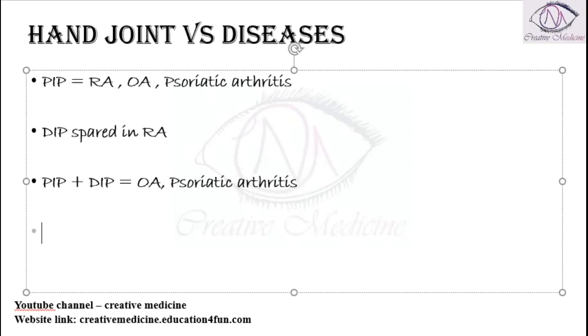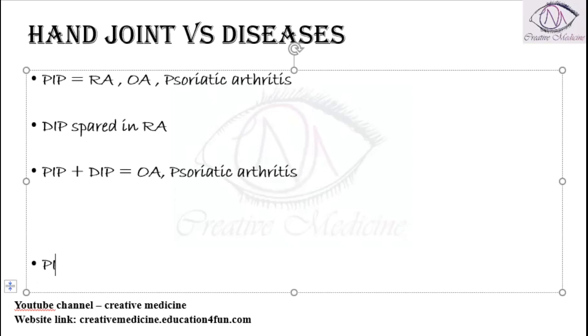Then the next is proximal interphalangeal joint plus distal interphalangeal joint plus metacarpophalangeal joint, along with the wrists, if wrists are involved. Okay, proximal interphalangeal joint with distal interphalangeal joint, metacarpophalangeal joint and wrists.